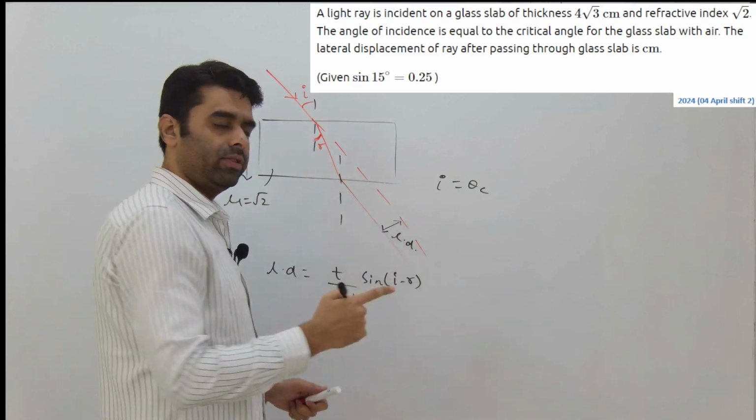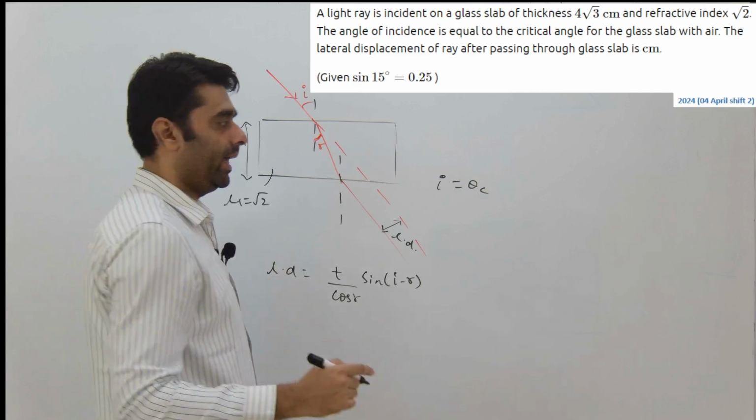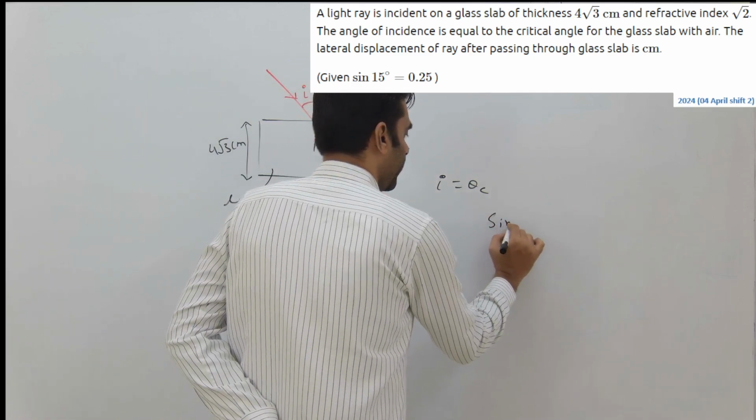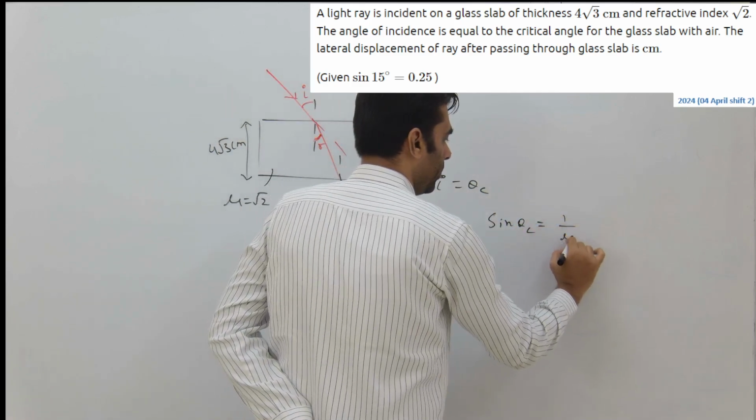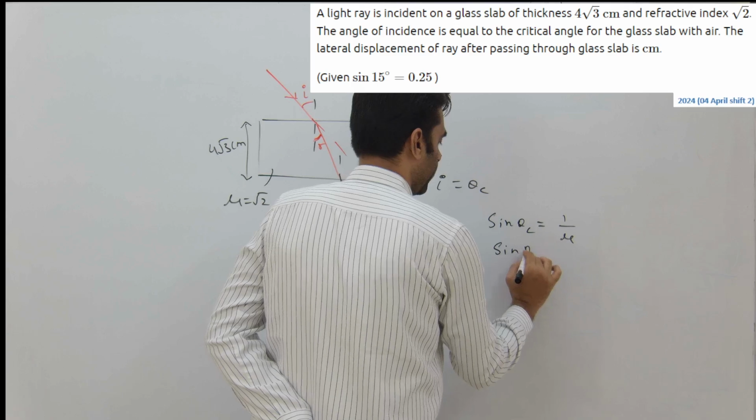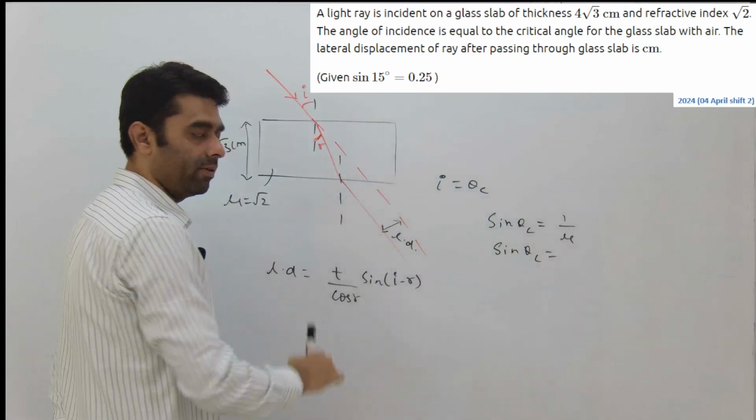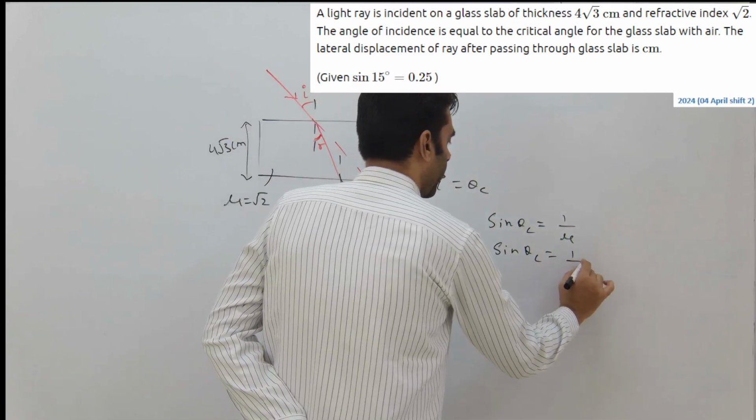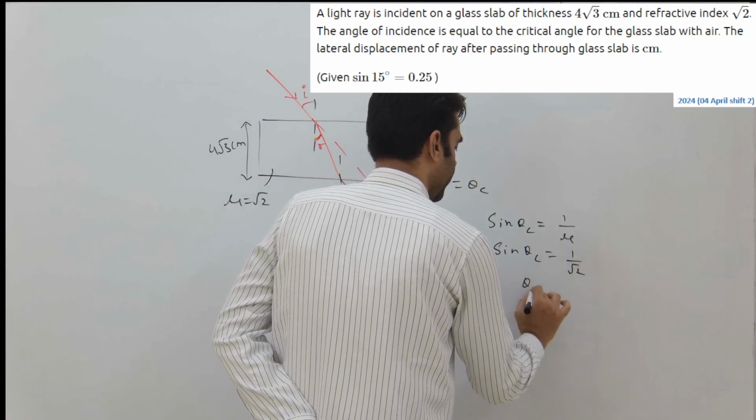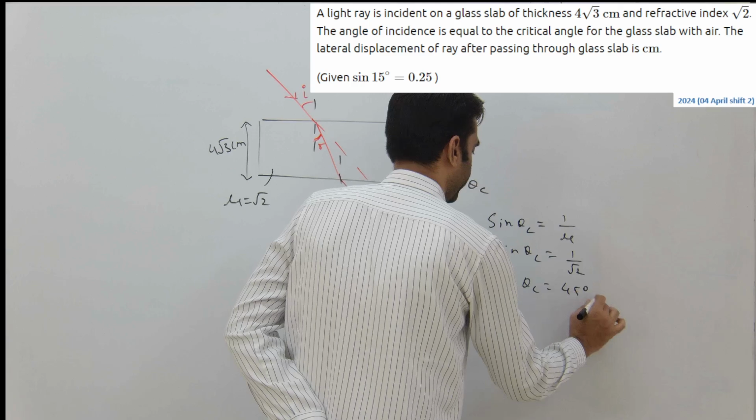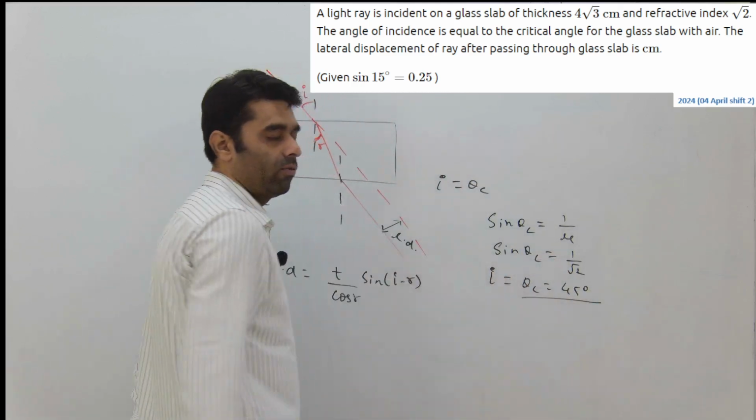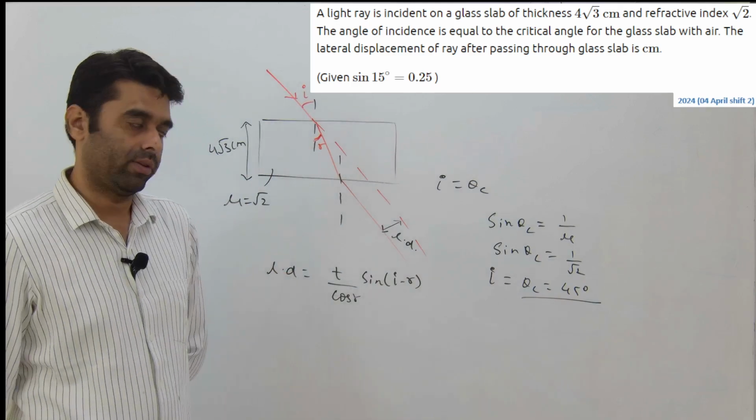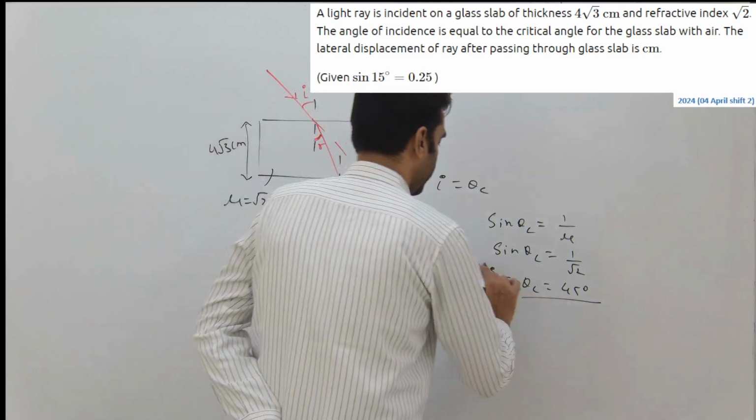So the angle of incidence is basically theta critical. Directly we can calculate: sine theta critical is equal to, for air-glass, 1 by mu. Mu is given to us as √2. So 1 by √2. That implies the theta critical value comes out to be 45 degrees. Theta critical is 45, that means the angle of incidence is also 45. It is given to us in the question. Fine. So this is something that we have got.